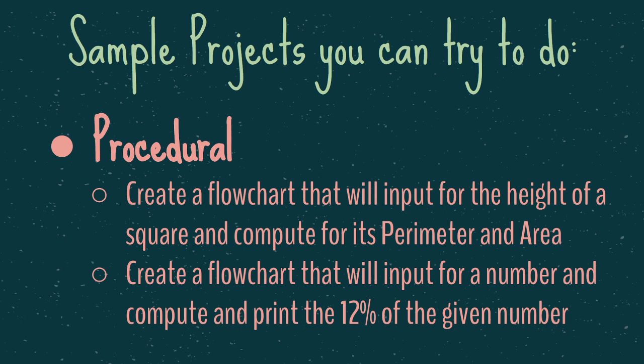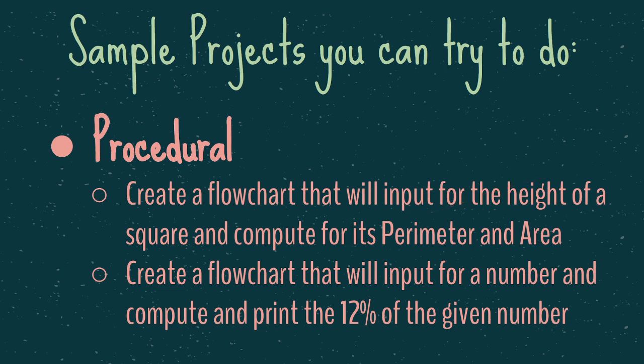Procedural is number 1, create a flowchart that will input for the height of a square and compute for its perimeter and area. So, knowing the formula of the perimeter and the area of the square, kapag nag-input lang si user ng halimbawang height nun, malalaman na natin yung perimeter and area. For procedural flowchart to. And then, create a flowchart that will input for a number, compute and print the 12% of the given number. So, kapag nag-input siya ng number, compute the 12% of that. So, may formula din doon kung paano makuha yung 12% ng isang number.